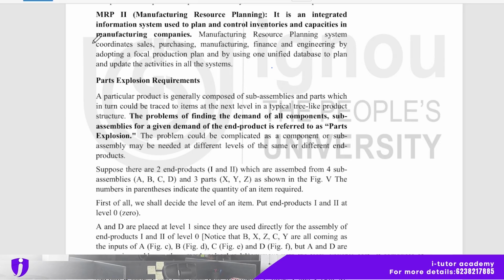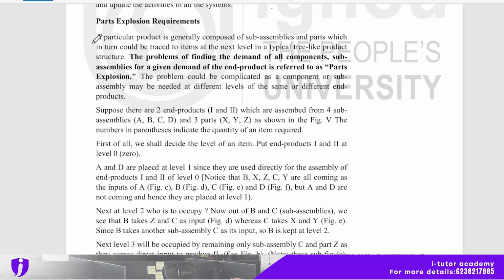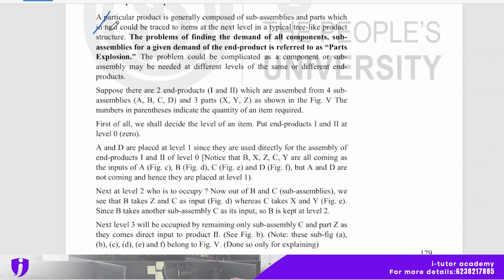And explosion requirement. A particular product is generally composed of sub-assemblies and parts, which in turn could be traced to items at the next level in a typical tree-like product structure. The problem of finding the demand of all components and sub-assemblies for a given demand of the end product is referred to as parts explosion. The problem could be complicated as a component or sub-assembly may be needed at different levels of the same or different end products.